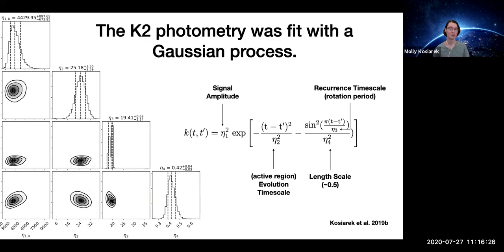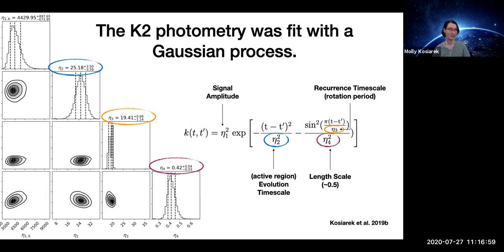This is a portion of the posterior corner plot from the fit of our K2 photometry. And as you can see here, the K2 photometry does provide quite strong constraints on these 3 Gaussian process parameters. So I'm using these 3 marked posteriors as priors for my radial velocity fit. I'm leaving out eta 1, the signal amplitude, since it's really difficult to translate an amplitude from photometry to radial velocity data, since activity shows up in different ways.